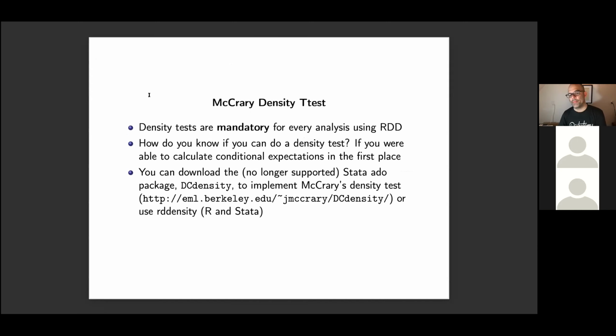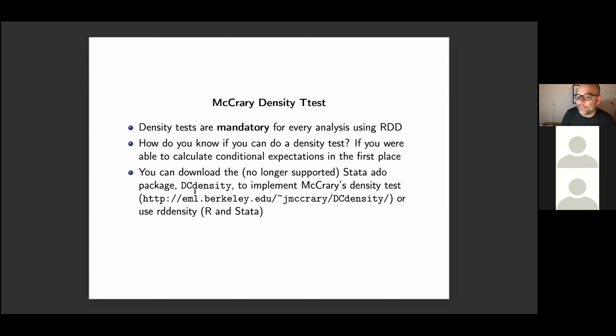So density tests are mandatory for every analysis using RDD. You can do it lots of different ways. You can do it manually yourself if you're comfortable doing it yourself, or maybe that makes you feel more comfortable to have more control over the programming. It's a simple procedure. As long as you're able to calculate conditional expectations, you can do this test. You just need observations, a running variable, and a number of observations along the running variable. You can download packages that'll do it. There's one that Justin McCrary wrote called DC density, or you can use the RD density command or even the RD plot command.